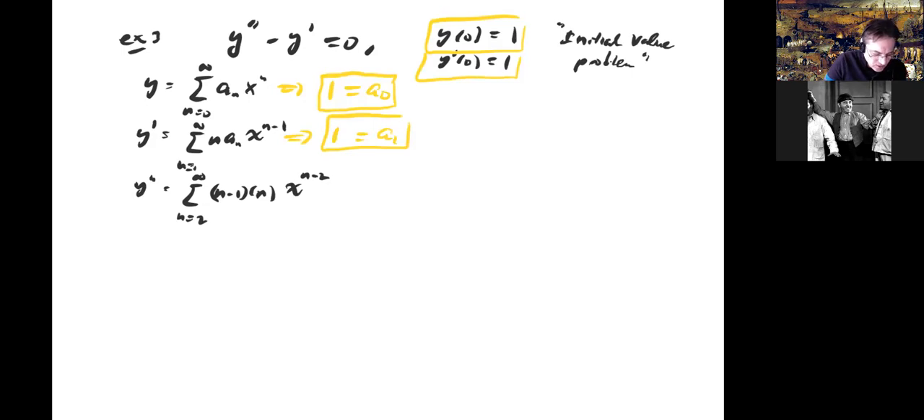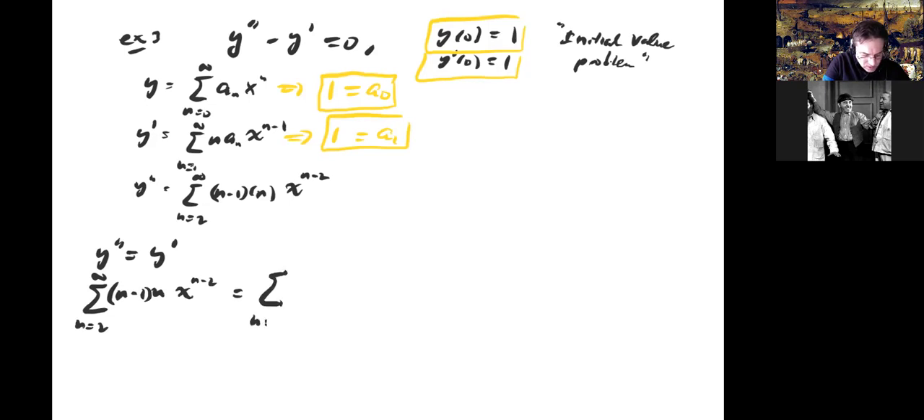But we need to find all the coefficients, and to do that, we have to stick it into the equation. So to say that y double prime minus y prime equals 0 is the same thing as saying y double prime equals y prime. In other words, the sum n goes from 2 to infinity of n minus 1 times n a sub n x to the n minus 2 is equal to the sum n goes from 1 to infinity of n a sub n x to the n minus 1.